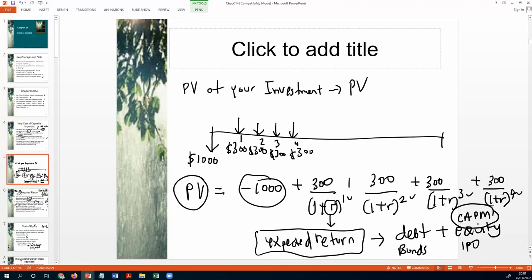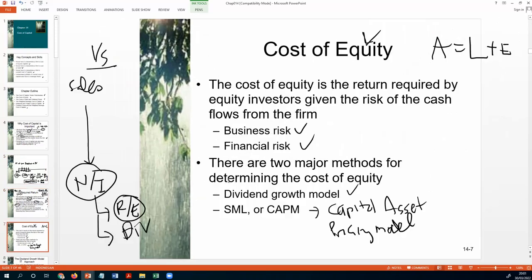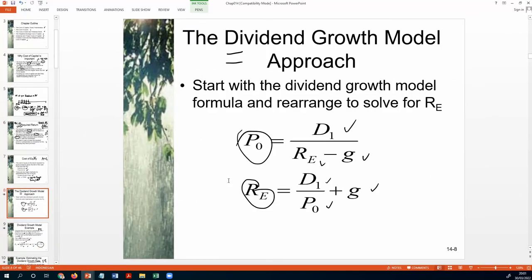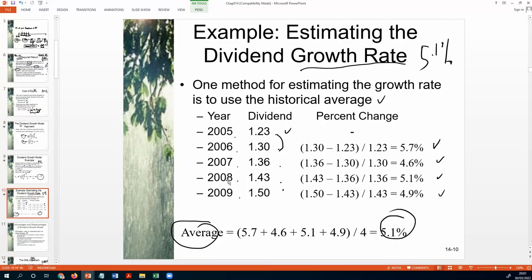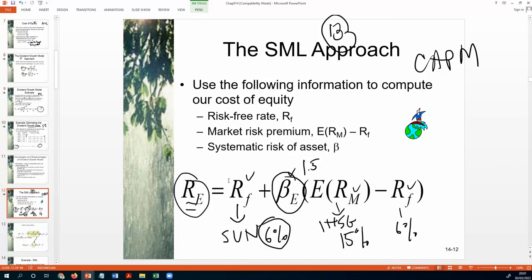Up until this slide, any questions? So far so good? Araso? Okay. Let me go into the capital asset pricing model.